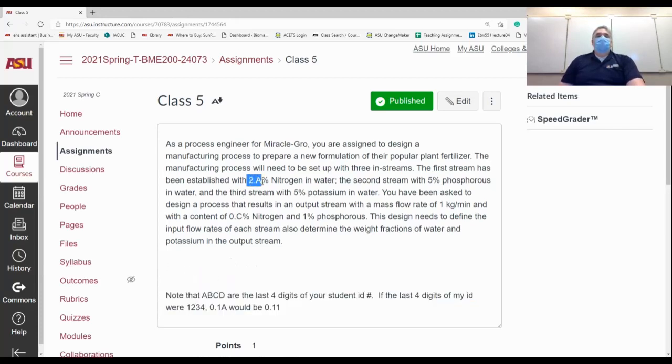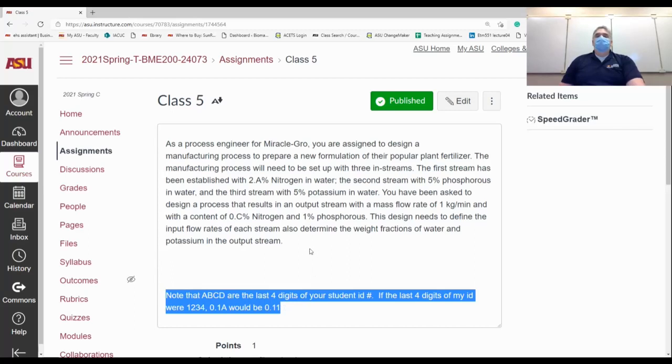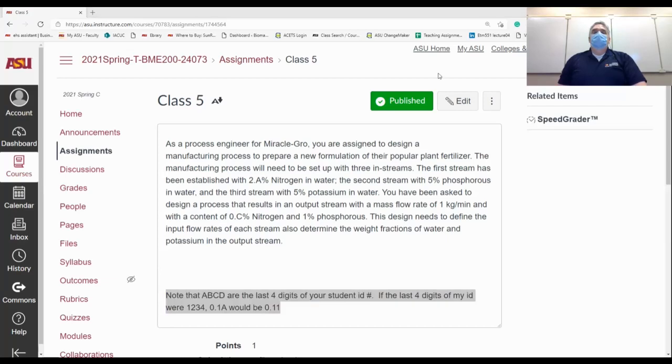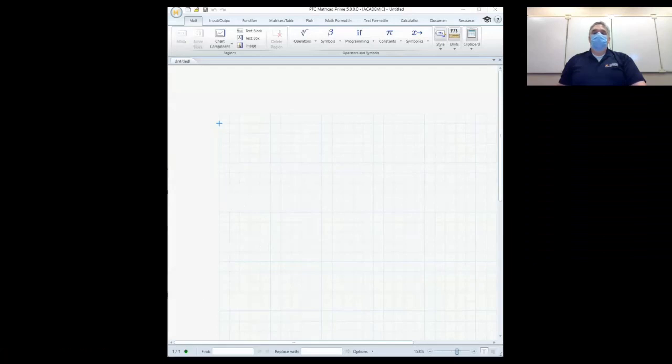You'll see like 2A here, and 0 point C is based on this mechanism down here. All right, let's pull up a worksheet so that we can walk through this setup of this problem.